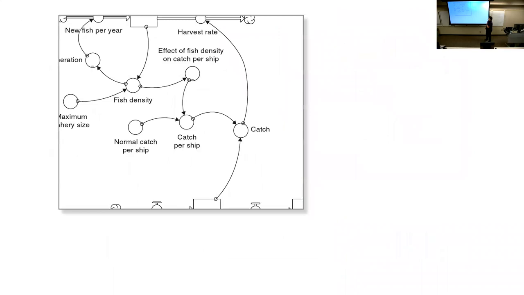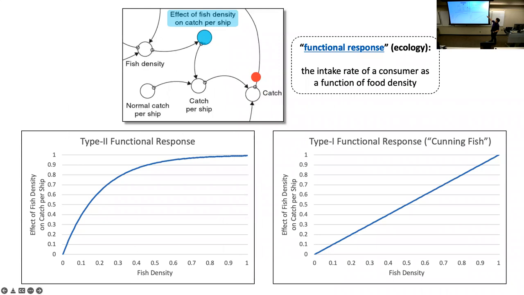This effect of fish density on catch per ship, this simple model helps us focus our lens on this pattern, on exactly what happens with density increases on how many fish are caught. And so there are two ways that we frequently will model this effect. One of them is called a type one response, which they talk about at the end of the chapter in the cunning fish model.